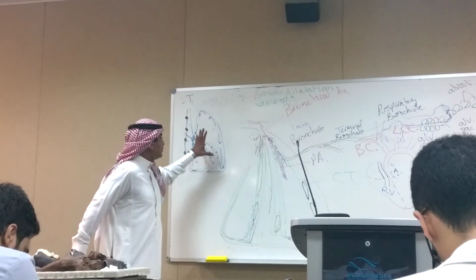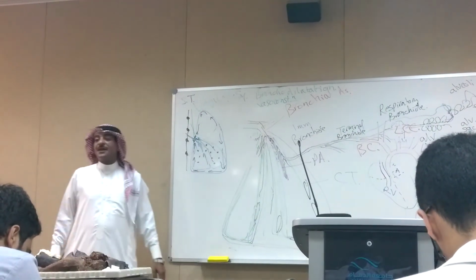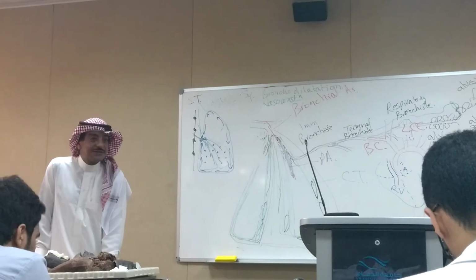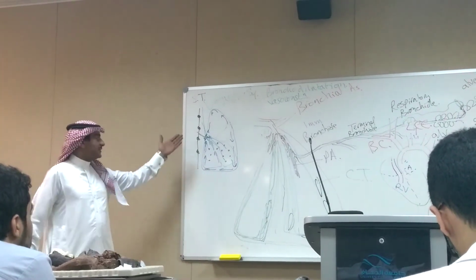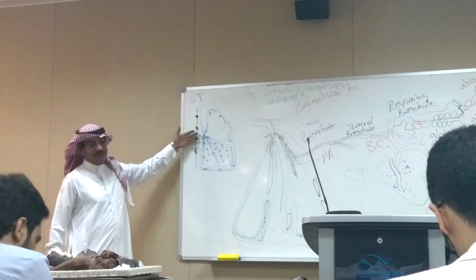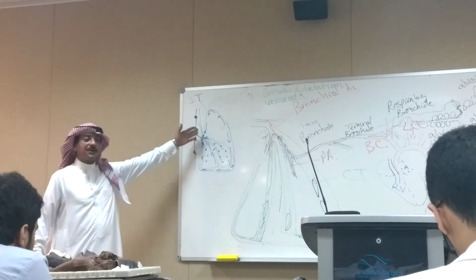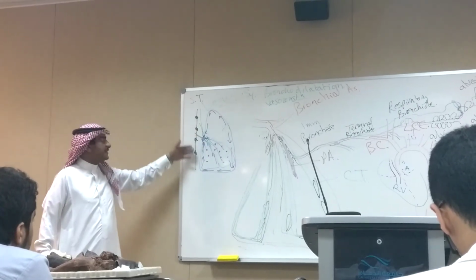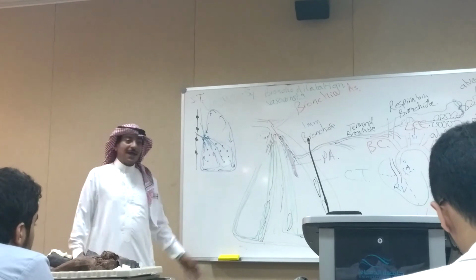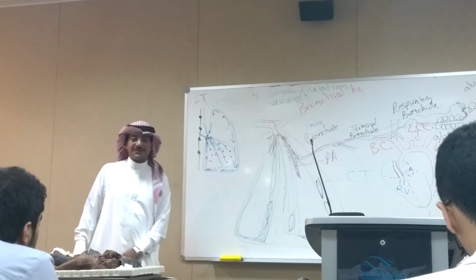Regarding innervation, the lung is innervated by the pulmonary plexus, and these, as we said before, carry sympathetic and parasympathetic fibers. Sympathetic branches come from the sympathetic trunk, parasympathetic from the vagus. And this is similar to the innervation of the viscera.